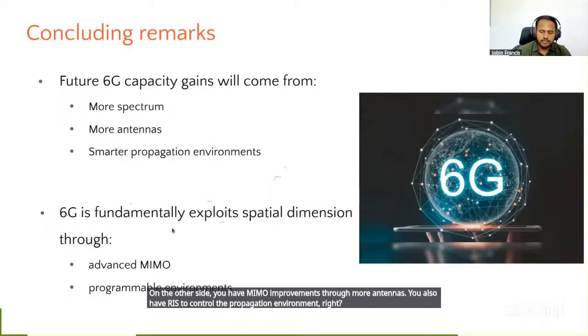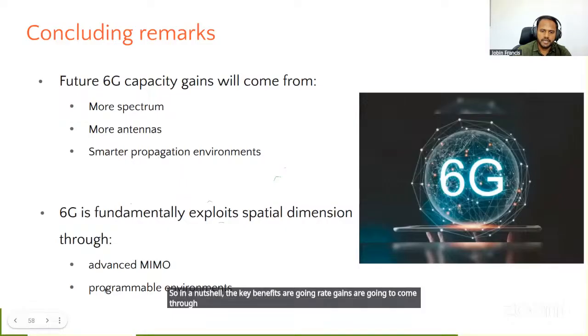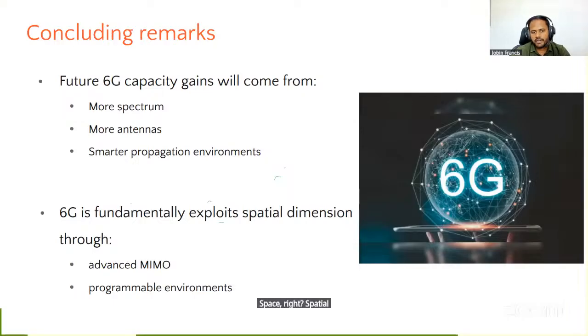So in a nutshell, the key rate gains are going to come through advanced MIMO and programmable environments, all of which are exploiting the spatial dimension, right? You have this space. The spatial aspect is being leveraged to improve the throughput. With that, I'll stop and I'll be happy to take questions. Thank you.